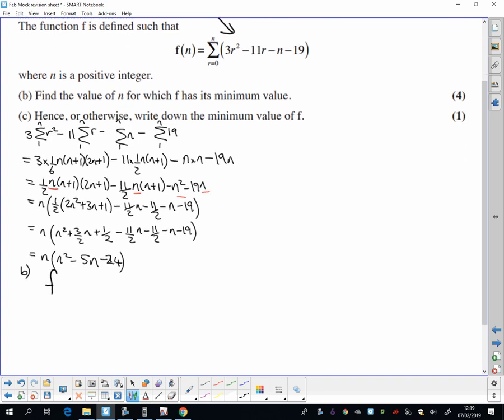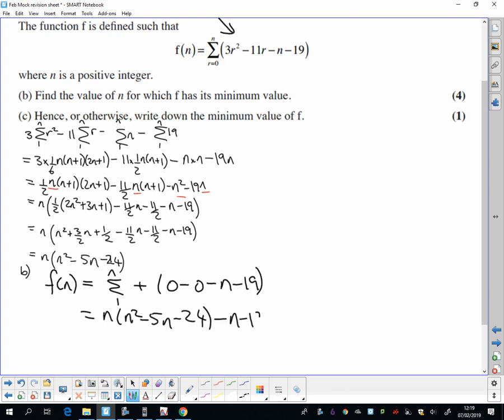So our function is our sum from 1 to n that we found in part 1, plus what we get when we put 0 into that formula as r. So what do we get when we put 0 into the formula? We'll get 0 minus 0 minus n minus 19. Okay, we know the sum from 1 to n, that's what we found in the first part, so that's n times n squared minus 5n plus 24, and we have to subtract n, subtract 19.